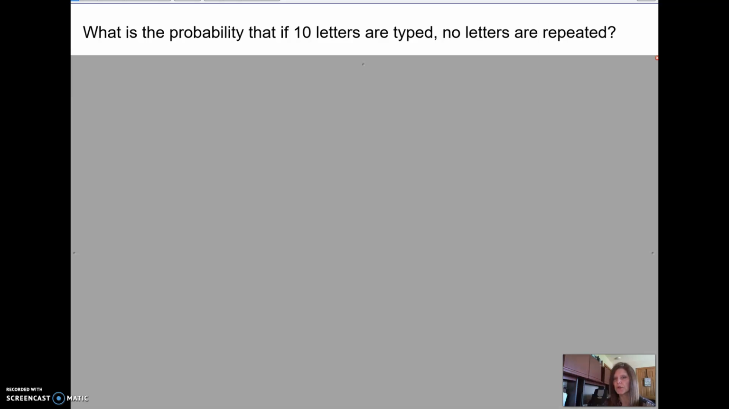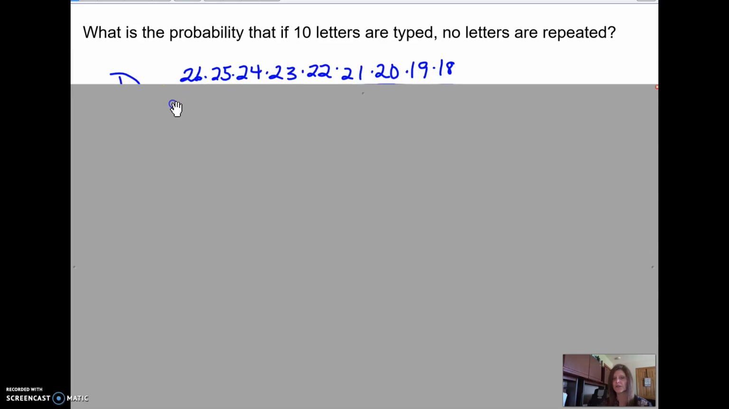Let's take a look at some more examples that require us to use our counting methods in order to calculate probabilities. Our first one says, what is the probability that if 10 letters are typed, no letters are repeated? Okay, so we have 26 letters in the alphabet. If we don't repeat them, that means 26 choices for the first one, 25 for the next, 24 for the one after that, 23, etc., until we get down to our 10th letter where we would have 18 choices.